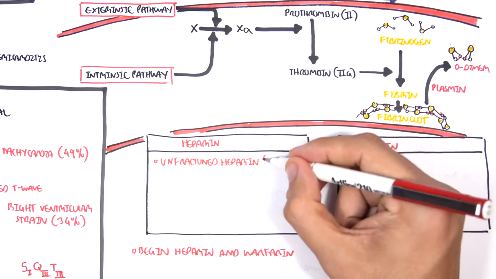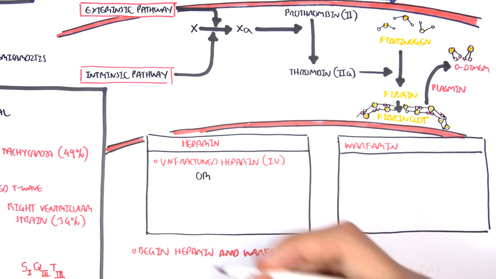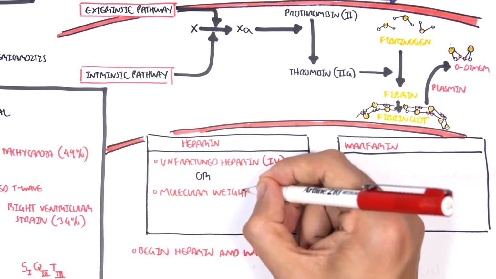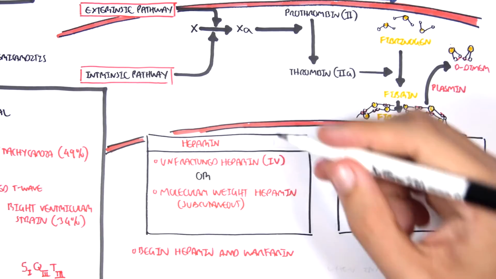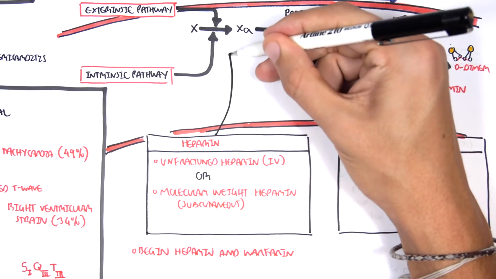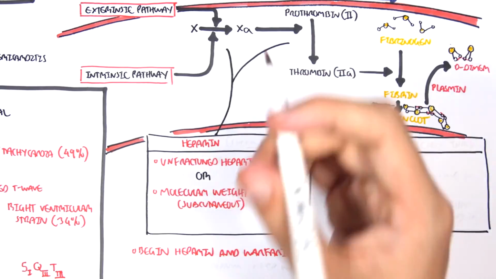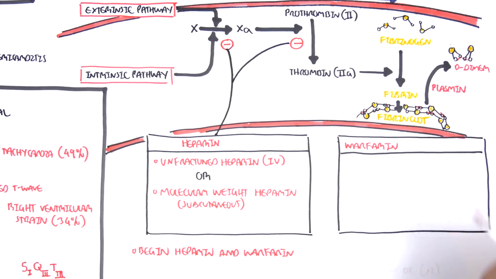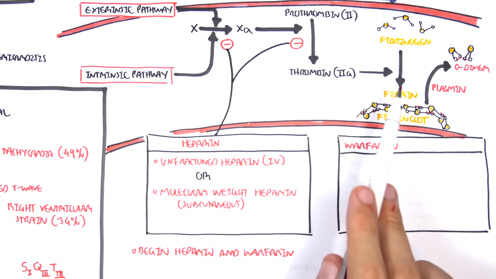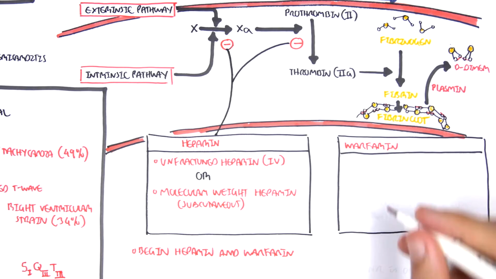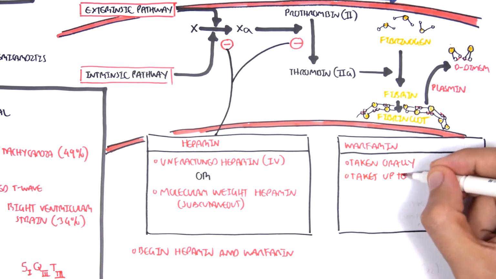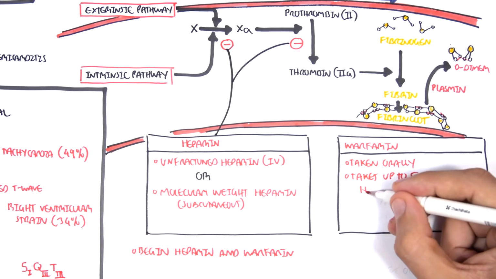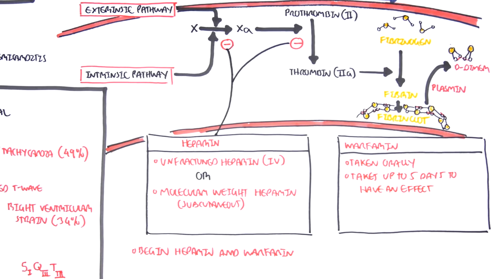There are two types of heparin. There's unfractionated heparin, which is administered intravenously, or there is low molecular weight heparin, which is given subcutaneously. The mode of action of heparin is basically that it inhibits the action or the production of clotting factor 10 and thrombin, and so essentially it inhibits the formation of the fibrin meshwork. Warfarin, on the other hand, is taken orally and takes up to 5 days to have an effect. That is why we begin warfarin with heparin, in order to wait for warfarin to have an effect.